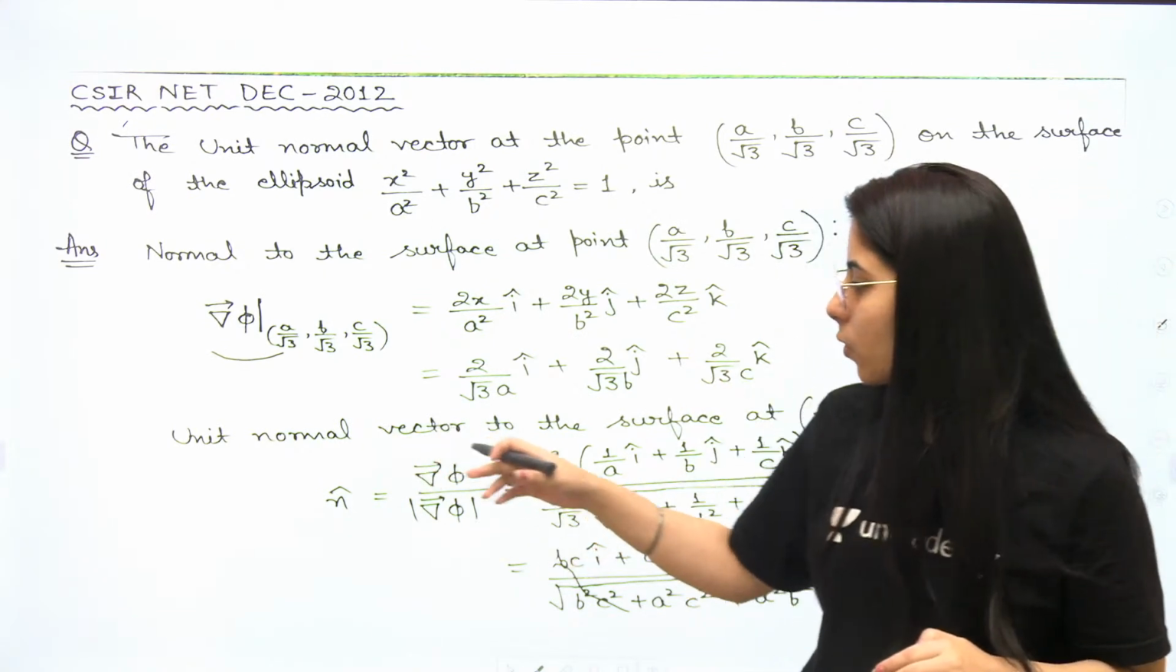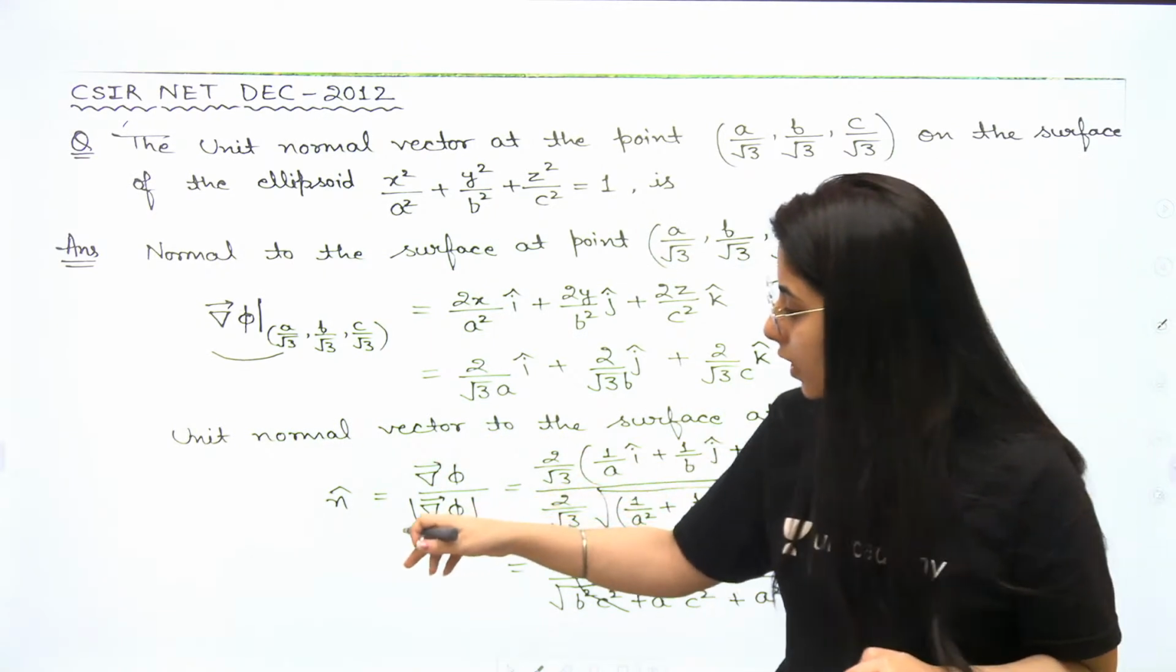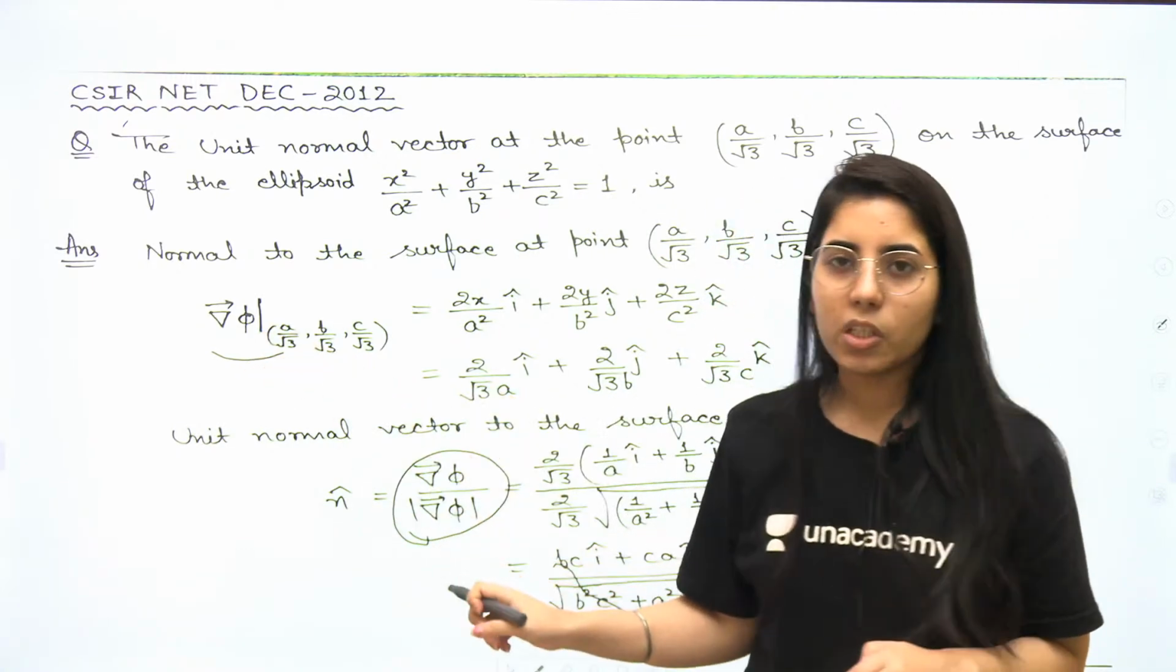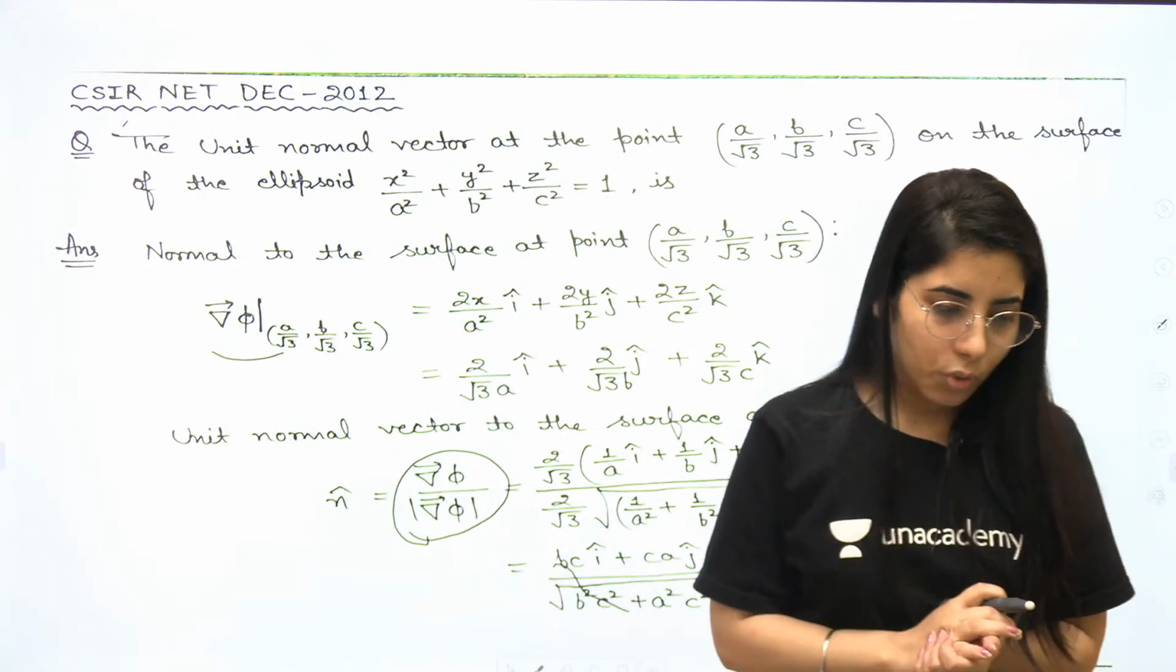And when you want to find the unit normal vector to the surface, this is the step you have to take: the same vector upon its magnitude, that will be the unit normal vector to the surface.